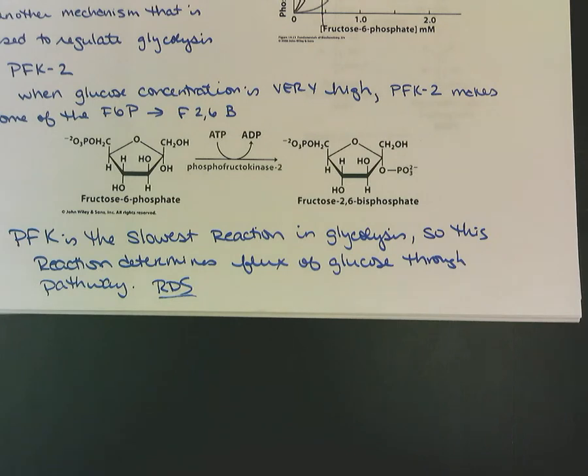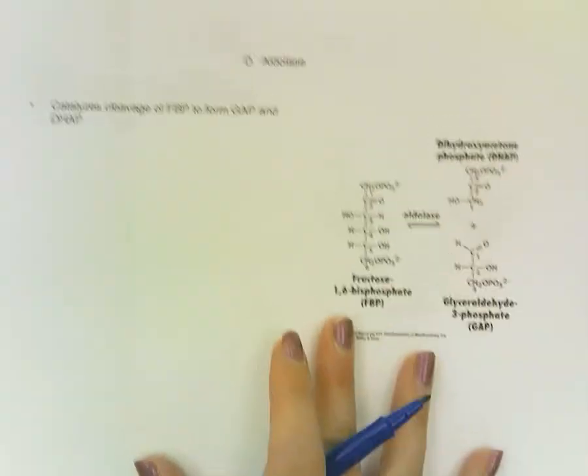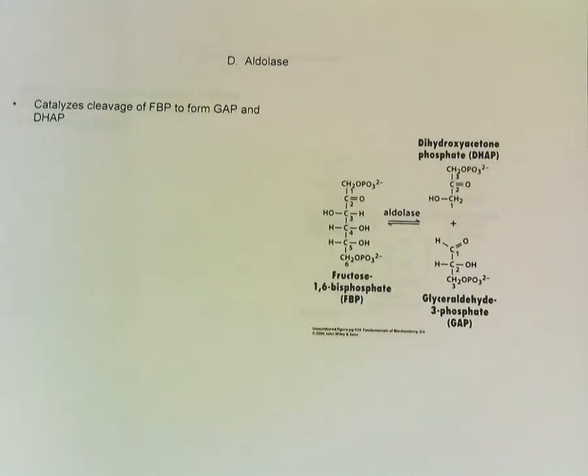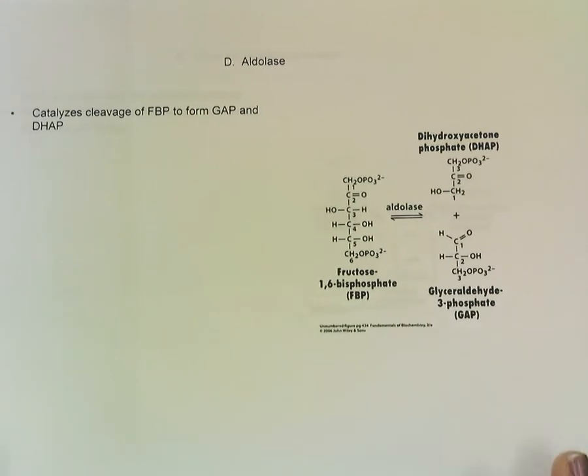Questions about PFK? Good. All right, in that case, let's talk about aldolase. So the enzyme aldolase catalyzes the cleavage of fructose bisphosphate to GAP and DHAP. So this is our cleavage step where we had our 6-carbon molecule, and then we're going to cleave it into two 3-carbon molecules.